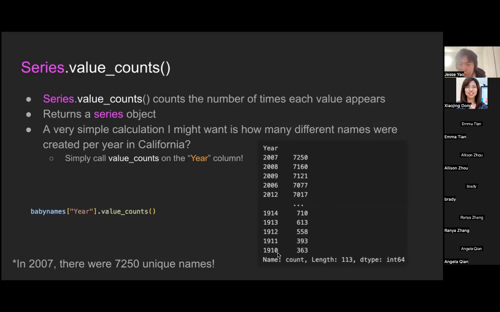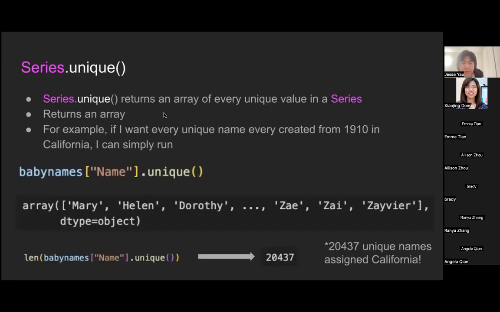You'll notice the least amount of unique names is in 1910, and then 1911, 1912. This is probably because they were just starting this census survey, so they didn't have as much data. And as populations grow, more unique names are created. People are named like Nugget or something. I don't know. These people have very creative names these days, right? So that's what value counts does.